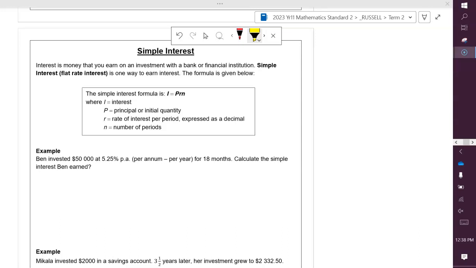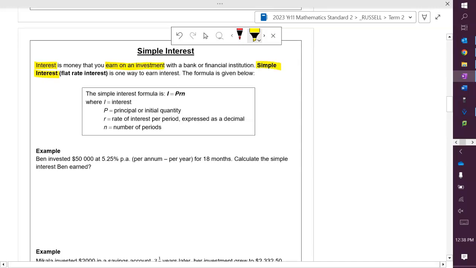In this lesson, we're looking at simple interest. And interest is money that we earn on an investment with a bank or financial institution. So simple interest, which is a flat rate of interest, is one way that we can do that.